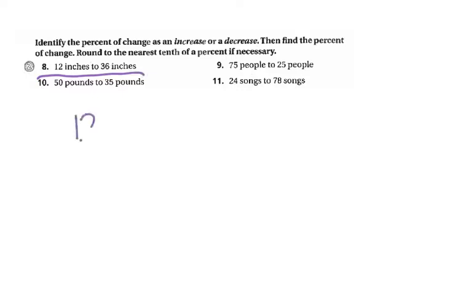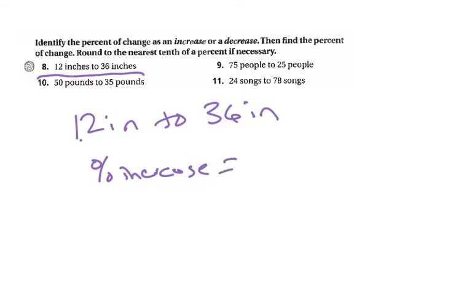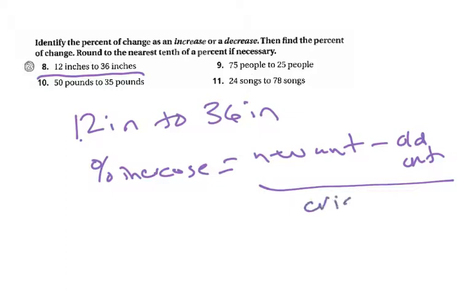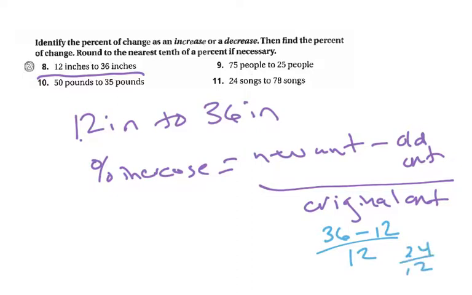Number 8 says 12 inches to 36 inches. Well, that's a positive, right? That's an increase. So what we have to do is find the percentage of our increase. Remember, the percent increase is equal to the new amount minus the old amount, or original amount, all over the original amount. So here the new amount is 36. The old amount was 12, all over 12. Well, 36 minus 12 is 24 over 12. You know that 24 divided by 12 is 2, and this is a percent, so I need to multiply that by 100, and that's going to be 200% increase.